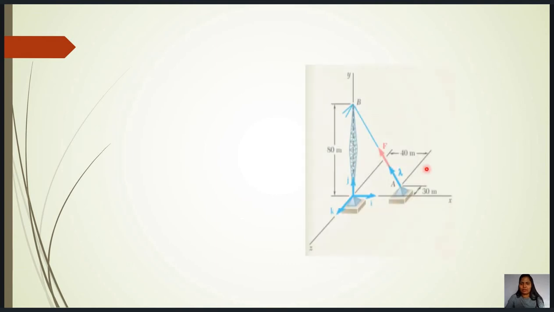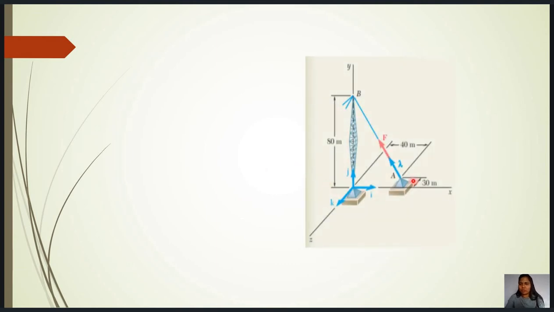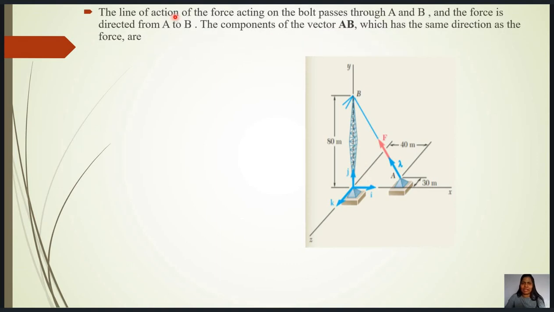So let us solve the numerical. Force is directed from A to B, and i, j, k are the unit vectors in the direction of X, Y, Z. These are the assumed directions X, Y, Z, and i, j, k are the unit vectors in the direction of those axes. So the line of action of force acting on the bolt passes through A and B. The force is directed from A to B.